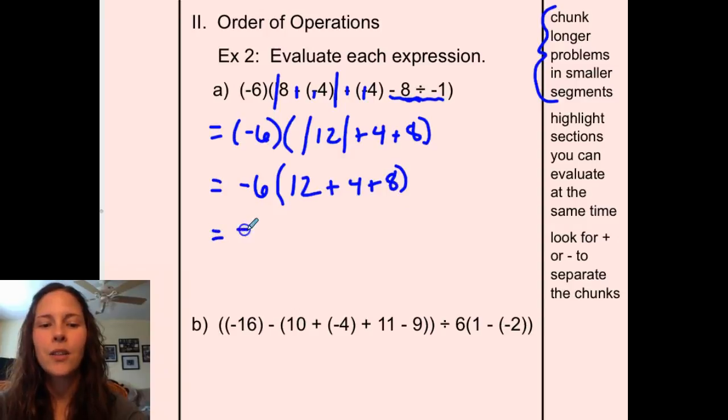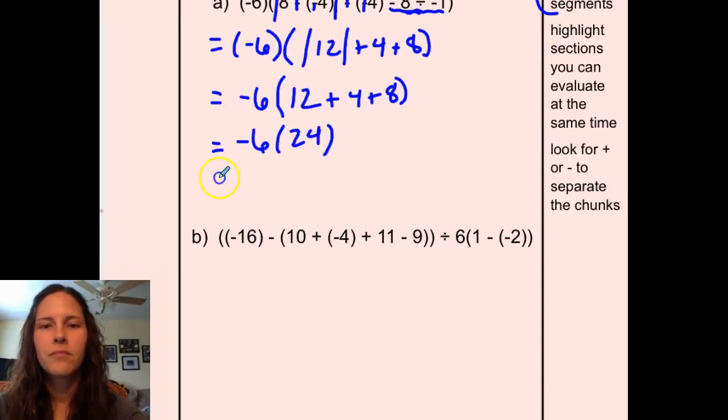Finally, inside the grouping symbol, we will need to add all 3 of our numbers together. 12 plus 4 is 16, plus 8 is 24. And finally, -6 times 24 is -144.